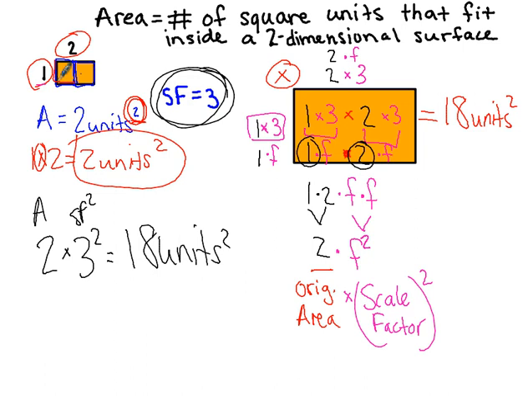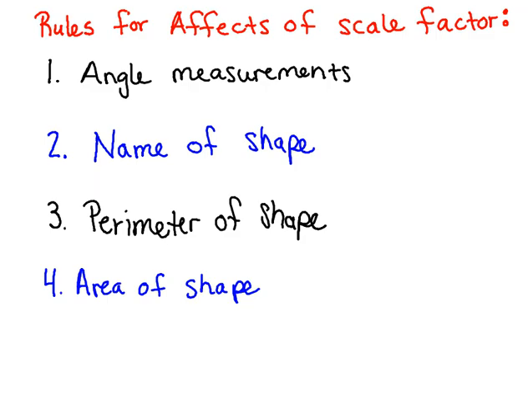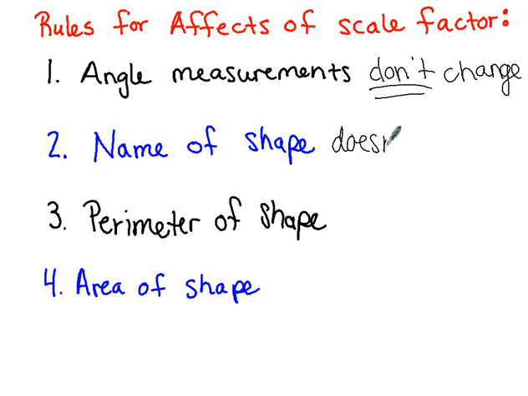And because it's a rectangle, the angles in this were 90 degrees, the angles in this are also 90 degrees. So multiplying our sides by a given number, which is called a scale factor, does not change the angle measurements or the name or type of shape that it is. So when it says rules for effects of scale factor, the first thing to know is angle measurements don't change. They stay the same. The name of the shape doesn't change. It stays the same. Because it was a rectangle, stayed a rectangle. 90-degree angles, stayed 90-degree angles.